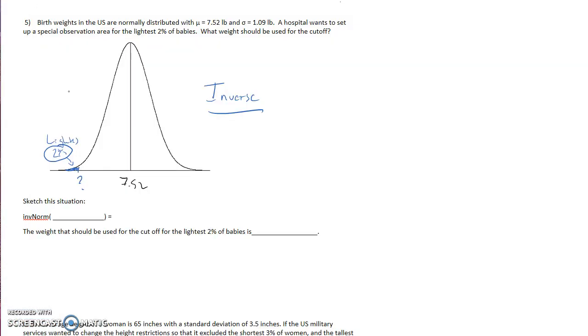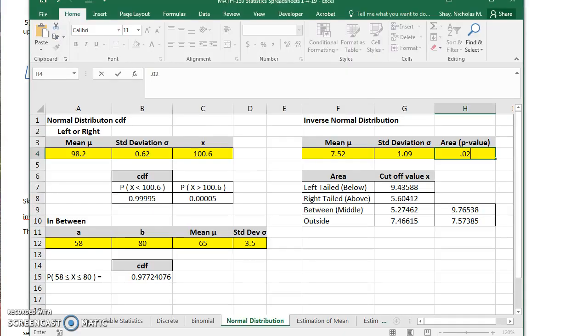And now take a look right here. Would this be a left tail or a right tail? What's shaded to the left, so that would be a left tail, or shaded below. So I'm going to go to my Excel spreadsheet and I'm going to read what that value is for the left tail. Make sure you hit enter there. Okay, so for the left tail, it would be 5.28.